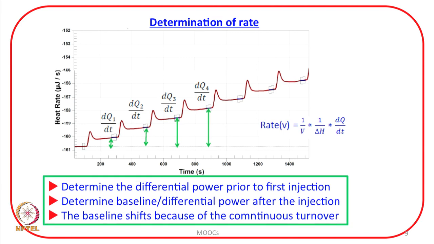determine the differential power prior to first injection, determine the baseline differential power after the injection, and as you notice here, there is a drift in the baseline, and the drift in the baseline shifts because of the continuous turnover. Product is being continuously formed.